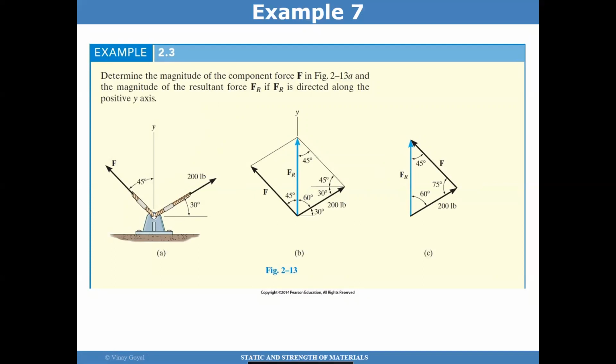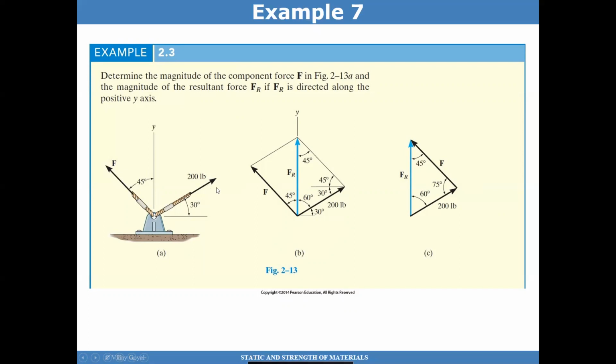You can also determine, in another example, example 7, if I have two forces, 200 pounds, and another force F in this direction. I want to determine the magnitude of the component force F and the magnitude of the resultant force FR if FR is directed along the positive Y axis. So if FR is directed in this direction, I know this 200 pounds. What is F to make the resultant be along that? Because if I have two forces applied, there has to be a force F such that FR is always pointed upwards. That's the question here.